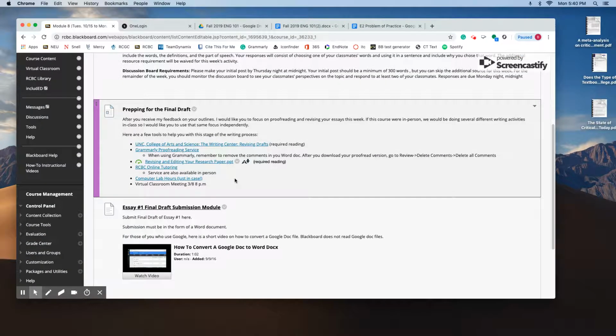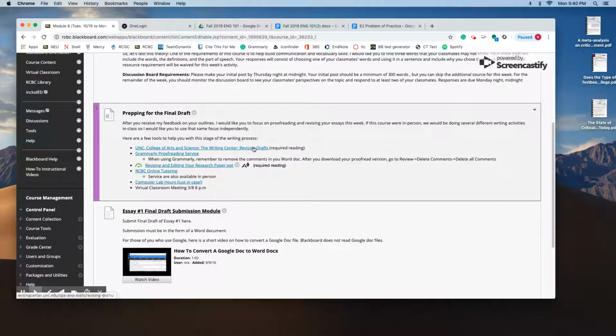I have some resources here for prepping for the final draft, such as how to revise, a link to Grammarly if you haven't used it before. You can add it to your browser in Chrome, or you can upload a paper to its website, and it will give you some great tips on how to revise the paper and make some changes as well.